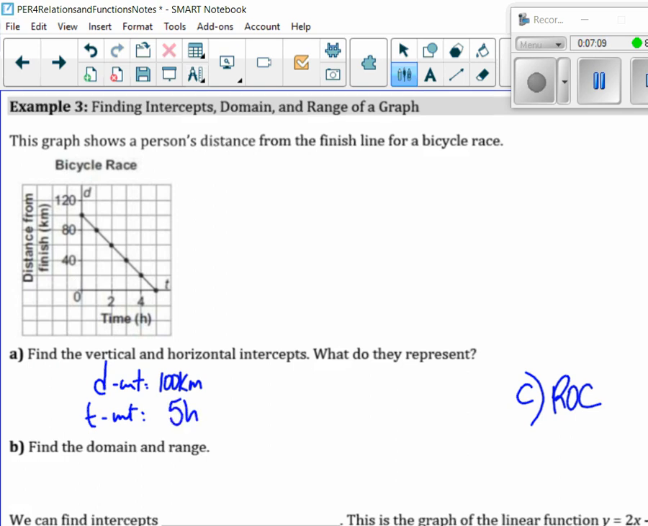Are you remembering to put your units? What do they represent? I know it represents distance and time, so let's be a little more specific to this question. This is a bicycle race.